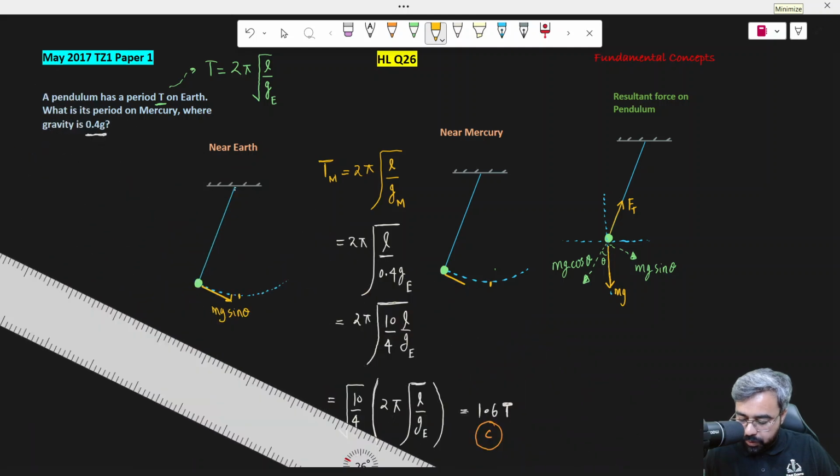So the force pulling towards the equilibrium position is less on Mercury. That's why it will get slow, because it is not pulled as hard towards the equilibrium position. It will complete its cycle, but it will take more time because the force pulling towards the equilibrium position is small. So I hope you get the idea.